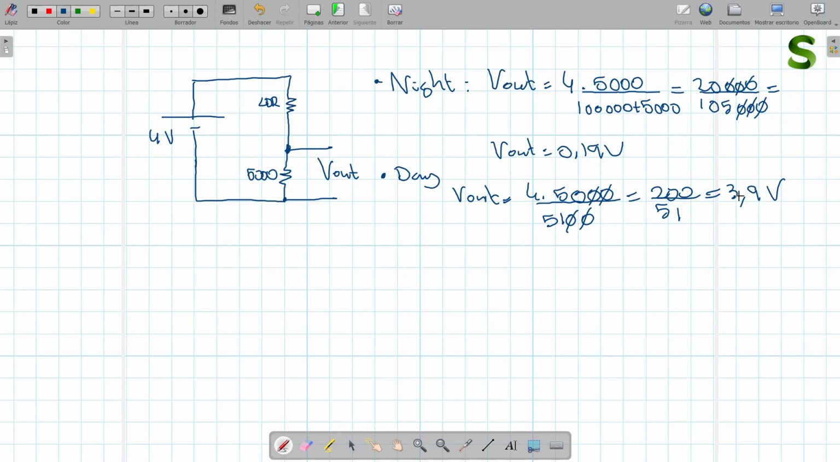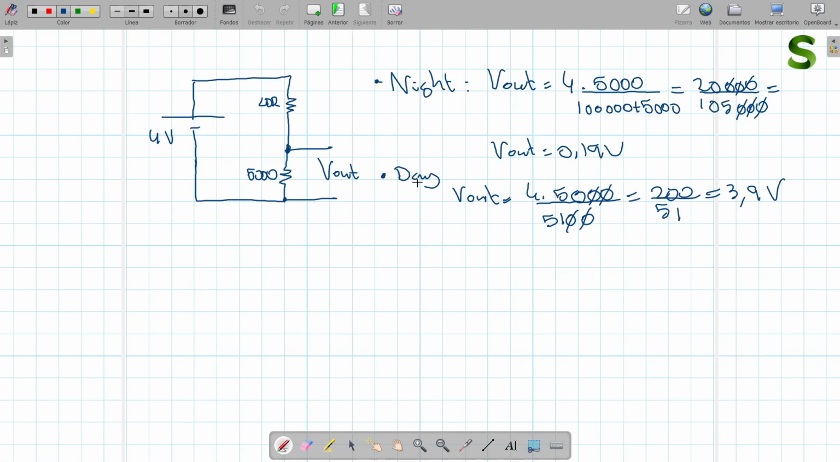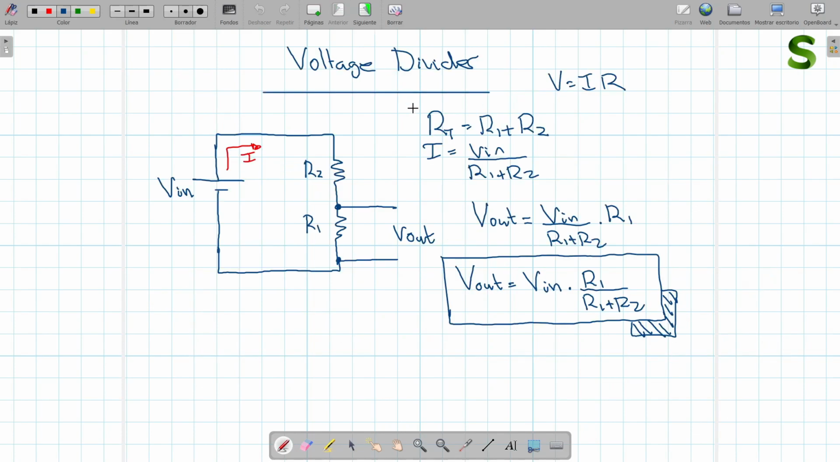So as you see, just by changing the LDR, we have seen two very easy circuits. One which will give us voltage at night and not give us voltage during the day. Another one that will give us voltage during the day and not at night. And we can do the same with a thermistor depending on the temperature. Okay, so that is why this is a very interesting circuit, and one that people study a lot when they start to study digital circuits. I hope it helps.